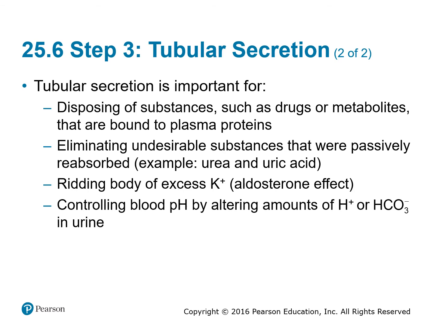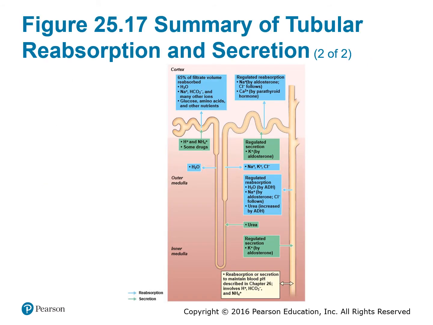Controlling blood pH by altering the amounts of hydrogen and bicarb in urine. And you looked at this in your draw notes. Nice little picture here for you. If you like to draw that out, you can see the reabsorption and the secretion in the different areas.